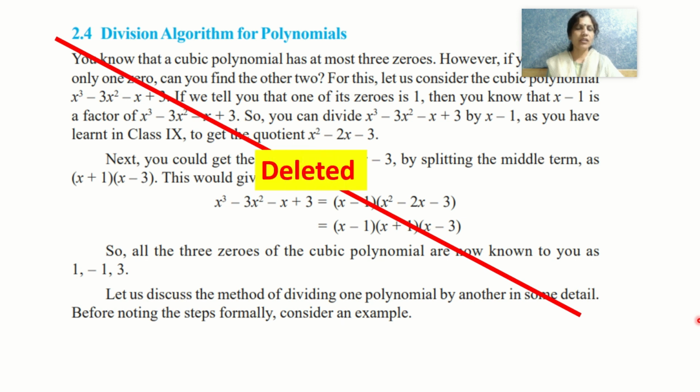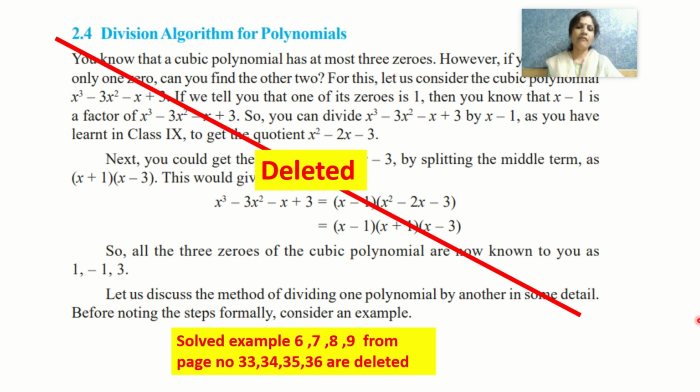Please note this is 2.4, division algorithm for polynomials. And based on this, there are certain solved examples, which are solved examples number 6, 7, 8 and 9, on pages number 33, 34, 35 and 36. These solved examples are also not there.